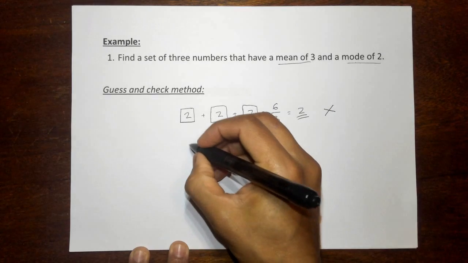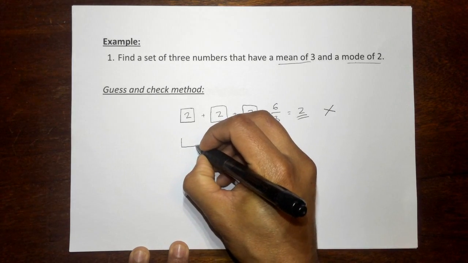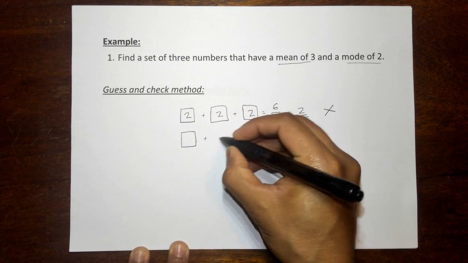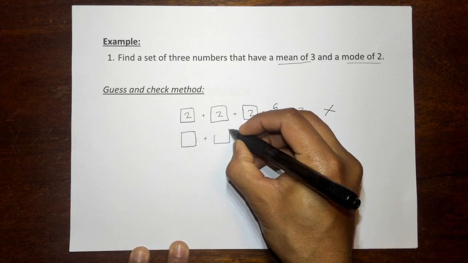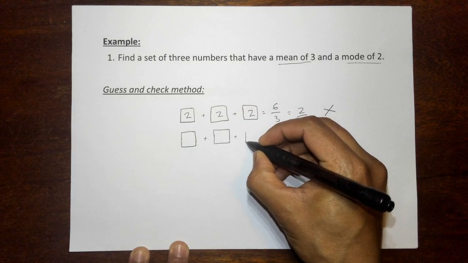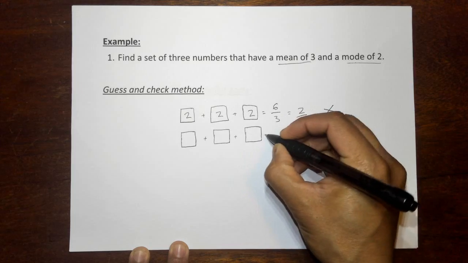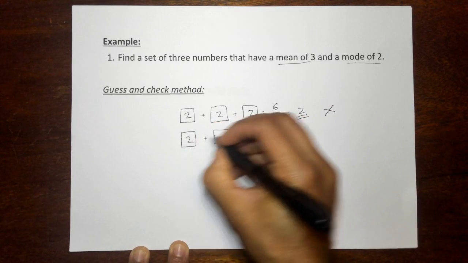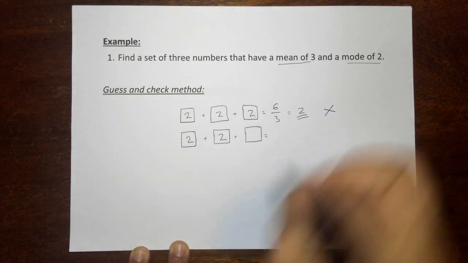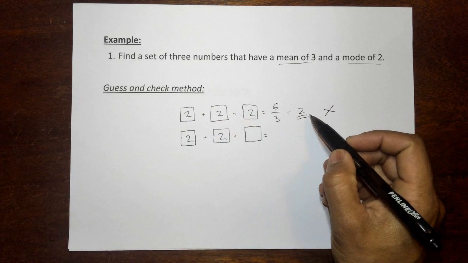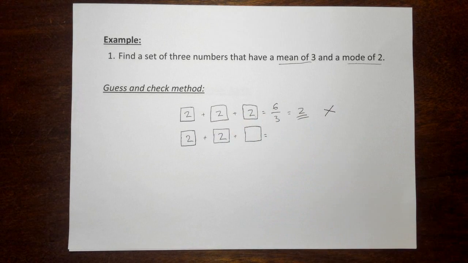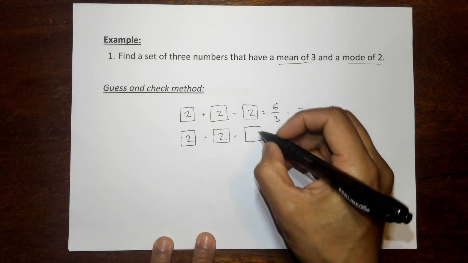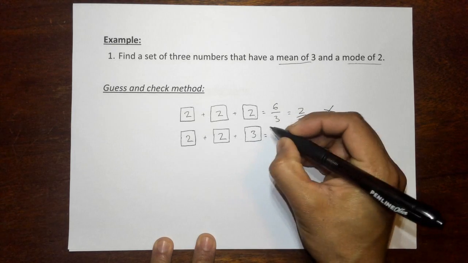So let's try again. That's the idea of guess and check, is we trial and see how we go, and if we don't get the right answer, we look at having another go. We already know 2 and 2 works, so we're just trying to find this third number. Now our last number was 2, which means we need to increase. So we need to go higher. So let's try with 3.